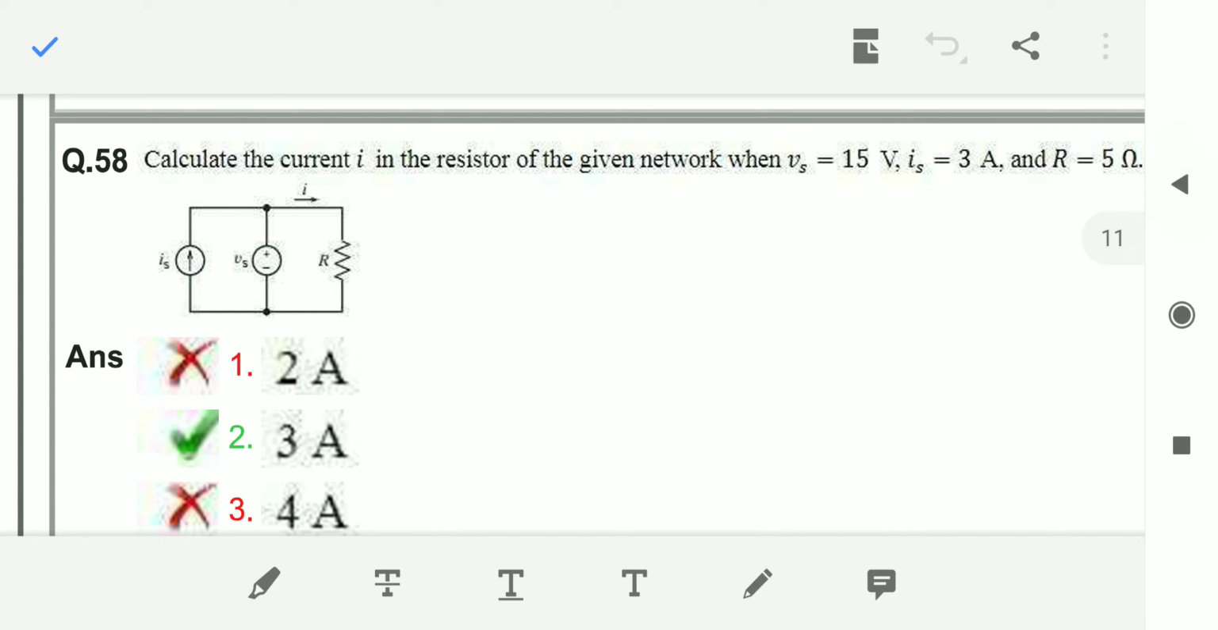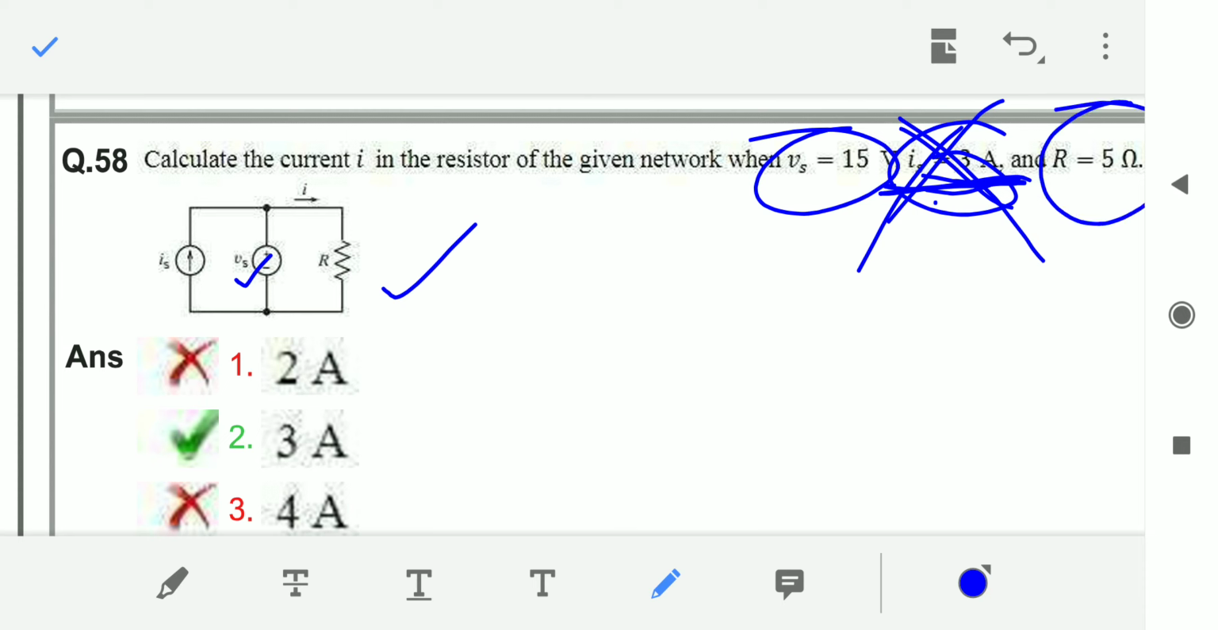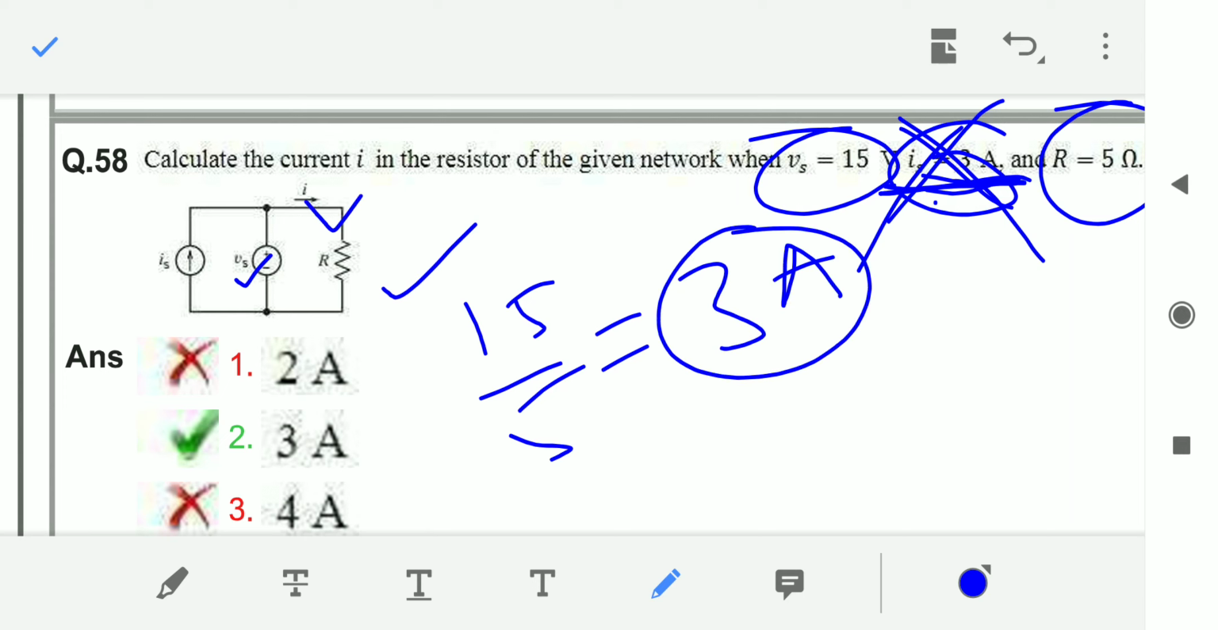So don't be confused by looking at the value of Is. He has given Is, so you will think that you have to apply the current division rule, but you need not apply the current division rule. You need not use this value. Just see, Vs is 15 volts, so the voltage across the resistor is also 15 volts, and the resistor value is 5 ohms. That means 15 by 5 is nothing but 3 amperes. This is the current through this resistor.